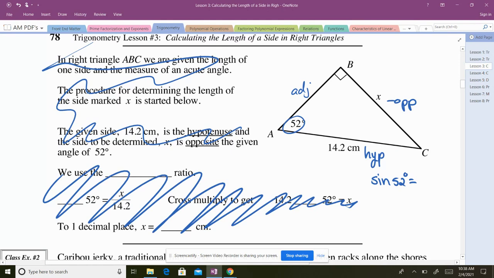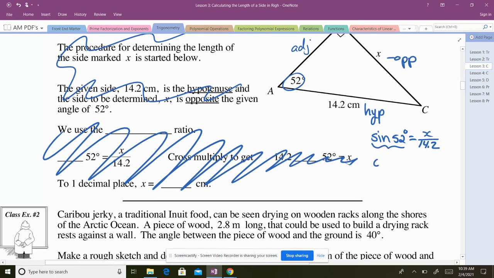now what does sine equal? Opposite over hypotenuse. What's my opposite? X. So you just put X in. What's my hypotenuse? 14.2. That's your equation that you're going to solve. Now, this you can put in your calculator. What does sine of 52 equal? 0.79. Okay, 0.79 equals x over 14.2. Because sine of 52 is the same as 0.79.